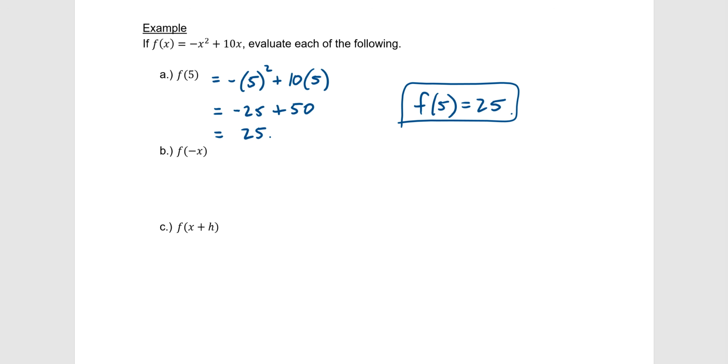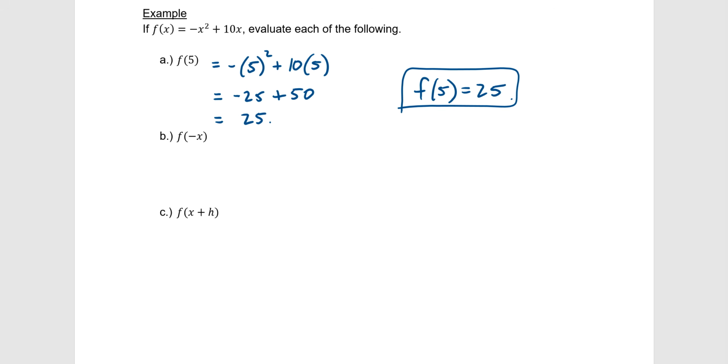Okay, and then for the next one here, evaluating f of negative x. Everywhere we see an x, we plug in a negative x. So we get negative x squared plus 10 times negative x. Once again, we have to be pretty careful here with that negative out front. Negative x squared is positive x squared, but since we still have this negative out here, that's going to remain where it is. So the first term actually ends up being negative x squared, and the second term is minus 10x.